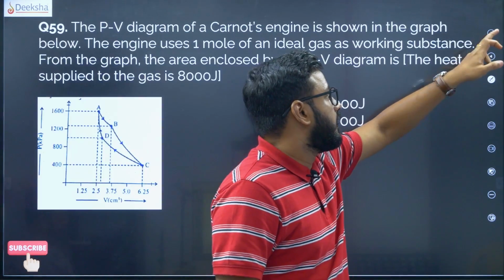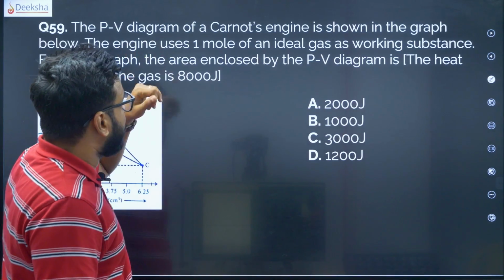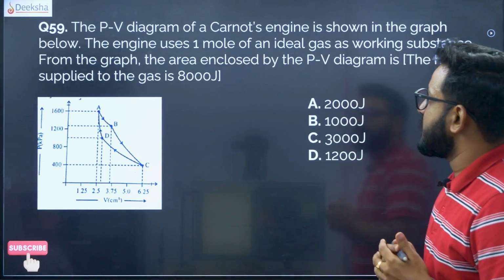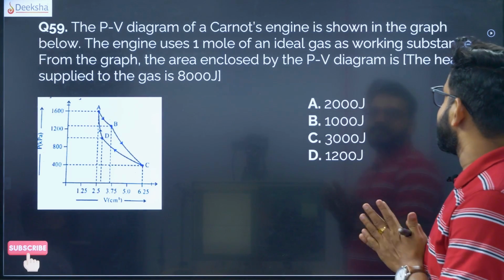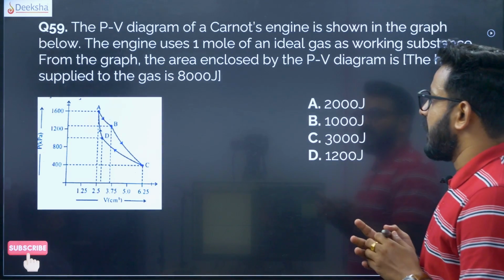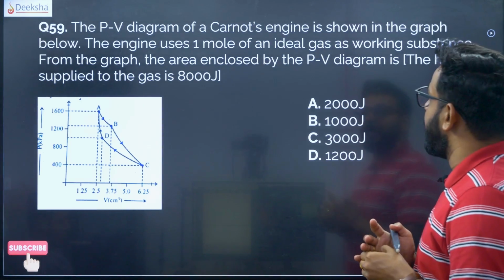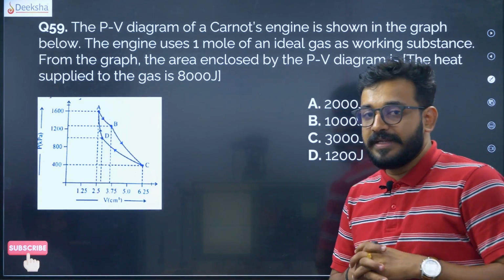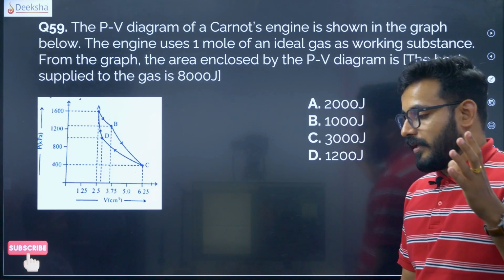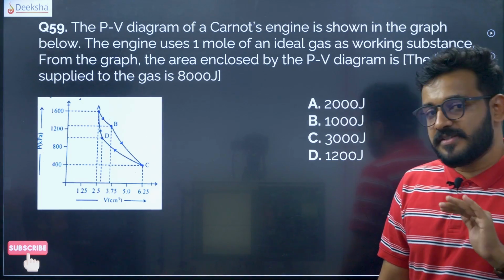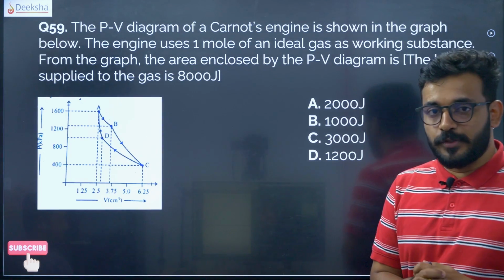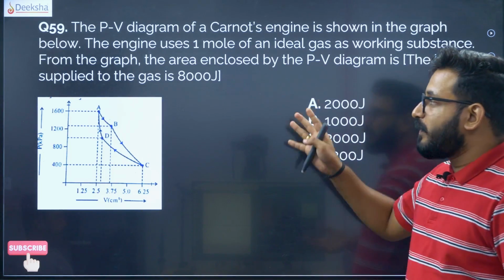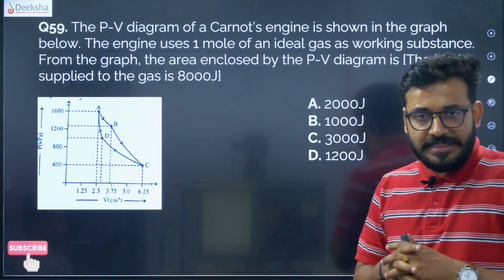All right, next question. The PV graph of a Carnot engine is shown. The engine uses 1 mole of ideal gas as working substance. From the graph, the area enclosed by the PV diagram is, if the heat supplied is 8000 joules. Once again, heat engine is out of syllabus, but vaguely Carnot engine is present in the syllabus. So let's deal with this question seriously.